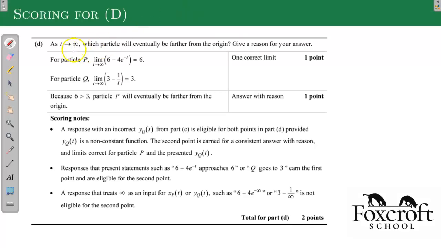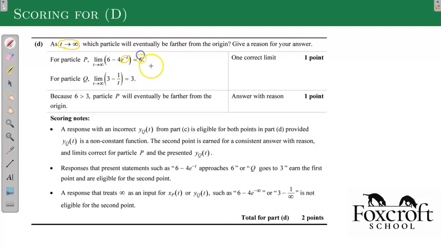And as t approaches infinity, will the particle eventually be going farther from the origin? So t is going to infinity, which means now we're doing a limit. You can't actually plug in infinity, so I have to do a limit. The particle for p, its position was given to us, so I just use that position. E to the negative t goes to 0 at infinity, so my answer is just 6. Q, 1 over t, also goes to 0 at infinity, so my answer is just 3.